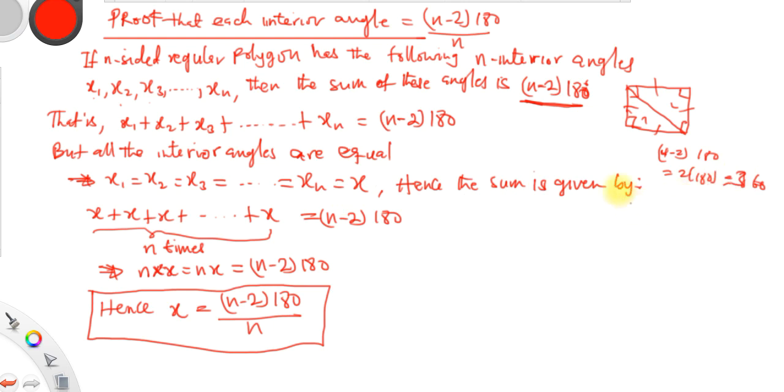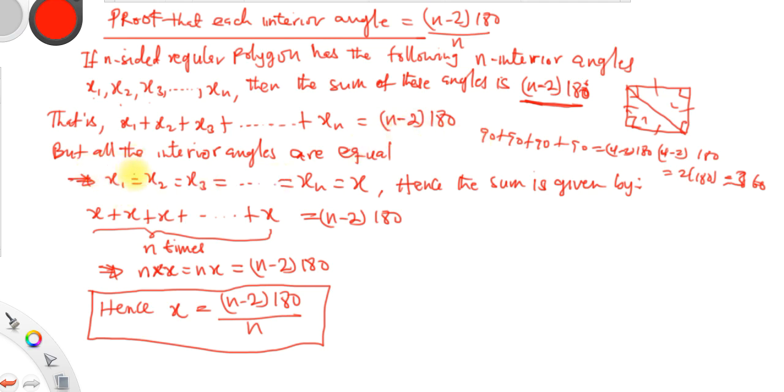In other words, it's the same as 90 plus 90, summing each of them, plus 90. So this is the same as 4 minus 2, which is n minus 2, times 180. We get the same thing. So that is what we are doing here. In this case, we are summing each of the interior angles, S1 plus S2 plus up to Sn, and it is the same as the number of triangles that can be formed times 180, which is given by the number of sides minus 2 times 180.